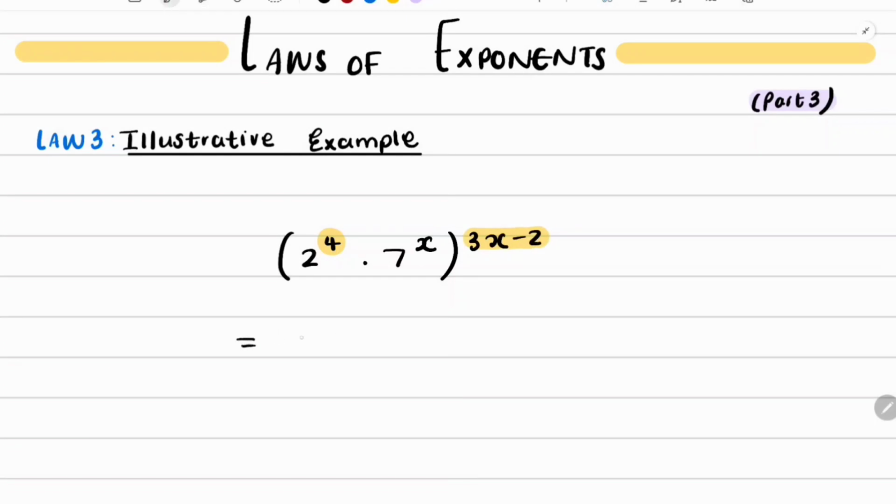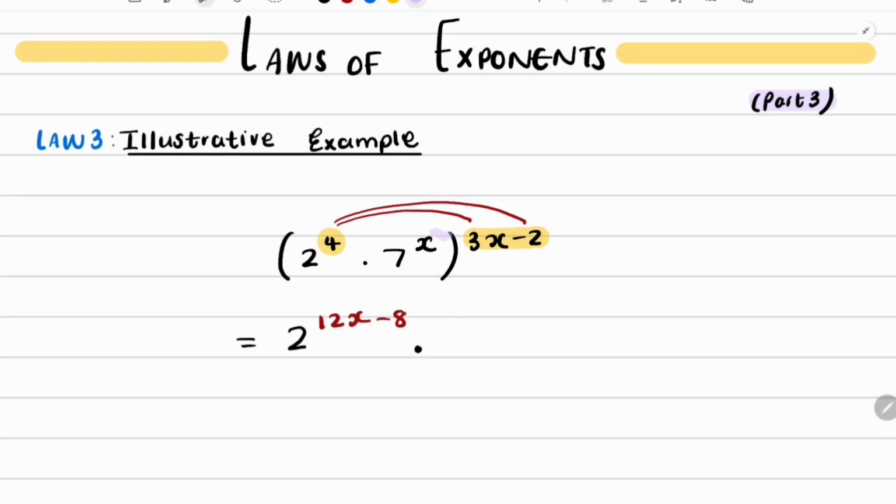So we leave our base of 2, and then the 4 is going to have to multiply to the 3x and the negative 2. So 4 multiplied by 3x is going to give you 12x, and then 4 multiplied by negative 2 gives you negative 8. And this is being multiplied by, and again we have our 7 now.